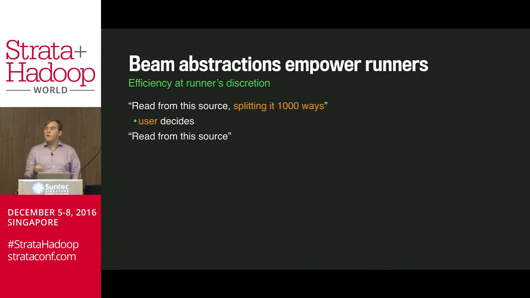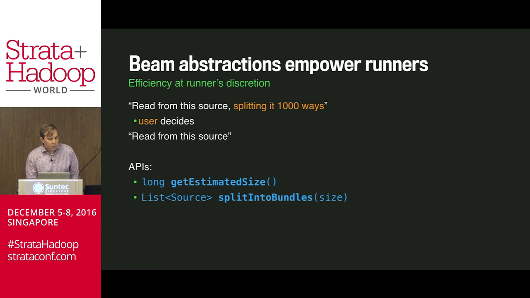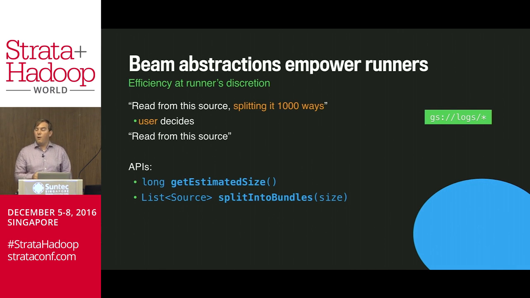What we'd really want is for the user to just say, hey, go read from this source. So how this works in Beam is that sources, which are metadata about some source of data, like a file name, maybe an offset range, have one function that tells you how big they are, and another function that the runner can call that says, please split into chunks of roughly this size. The key thing here, however, is that the runner is making these choices, not the user.